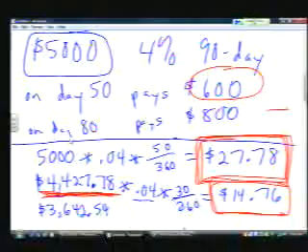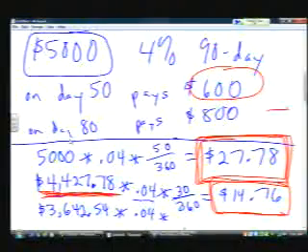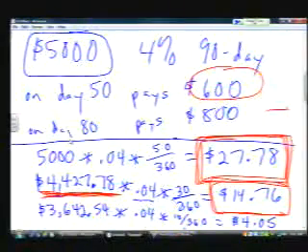So now, to figure out the interest for the last 10 days, you're going to multiply that times 0.04 times 10 over 360. And the interest then for those last 10 days is $4.05. That's the interest that you owe for the last 10 days. Okay?